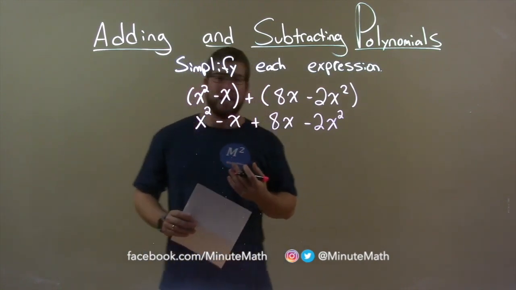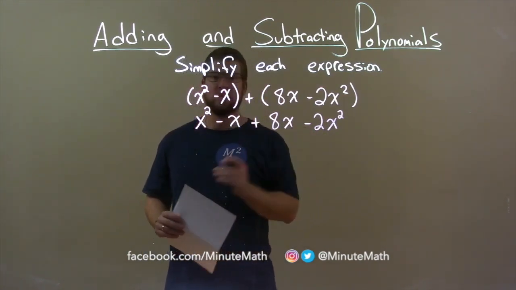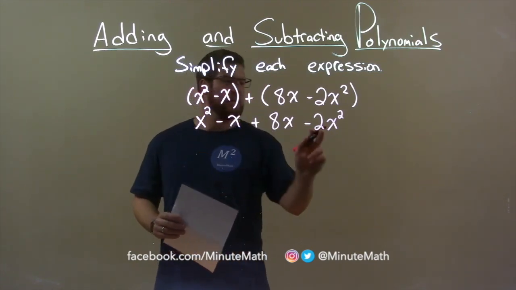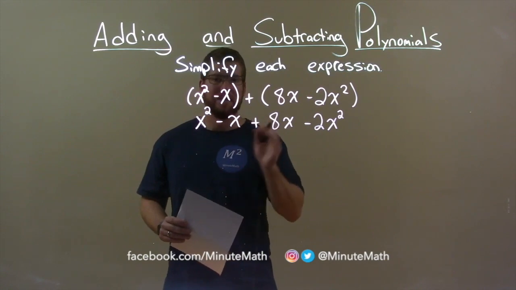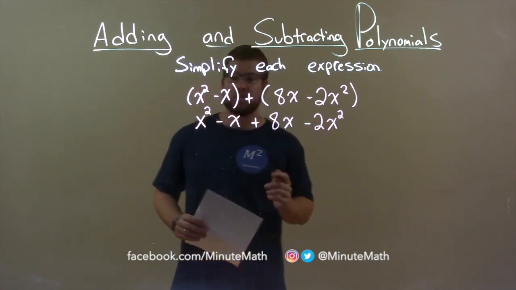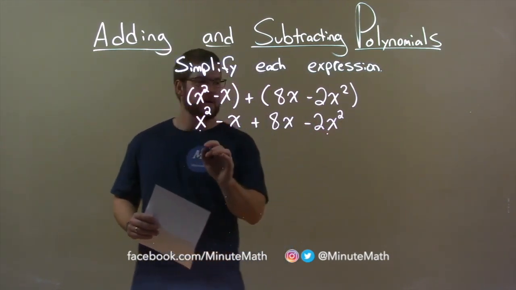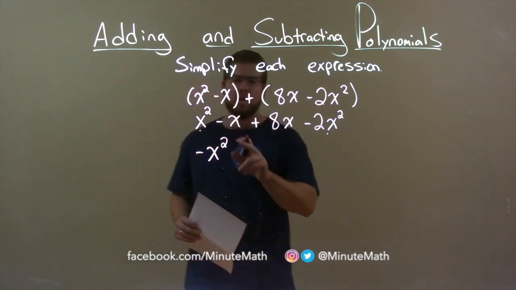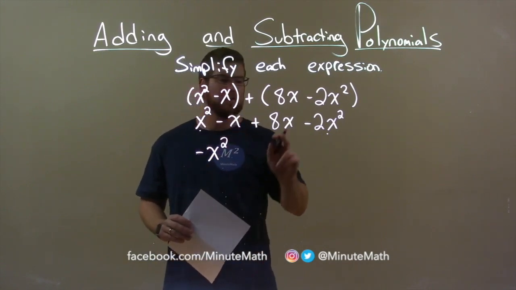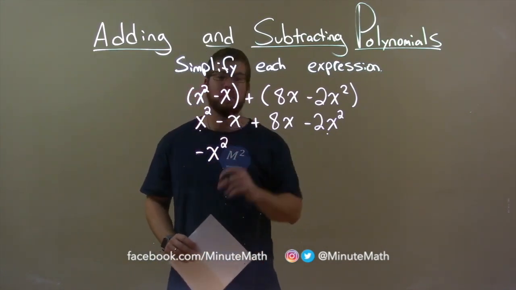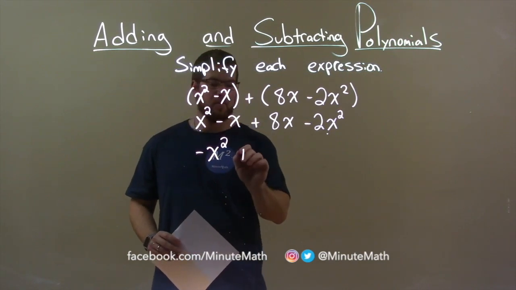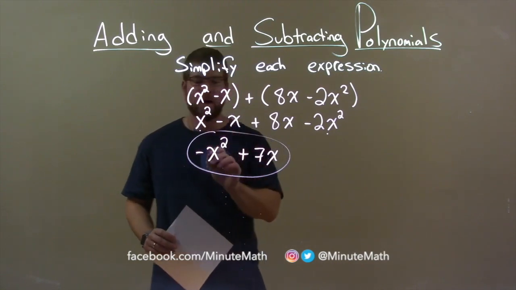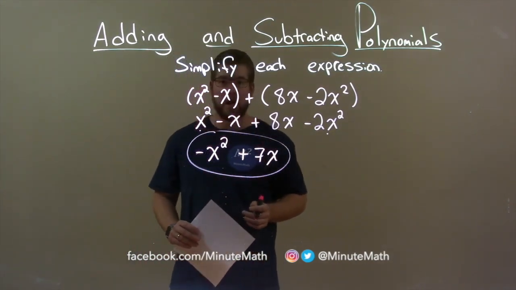Now I want to combine my like terms. Well, my highest degree is x squared. I got two of them, right here and right there. Well, x squared minus 2x squared is a negative, or just minus x squared. So we have minus 1x squared. Now we have to deal with the x's. We have a minus x and an 8x. Well, minus x plus 8x is a 7x. So we have plus a 7x, and there we have it. Our final answer, minus x squared plus 7x.